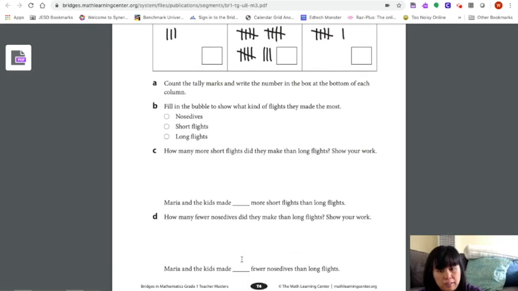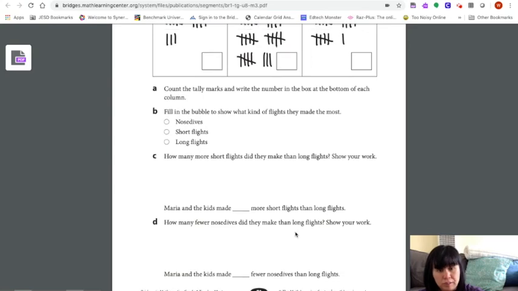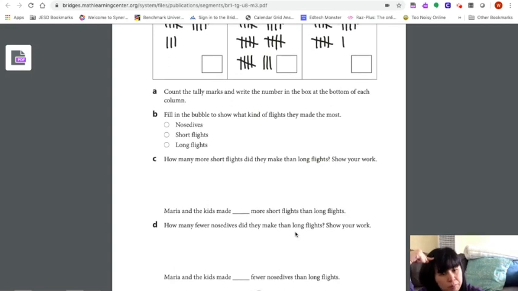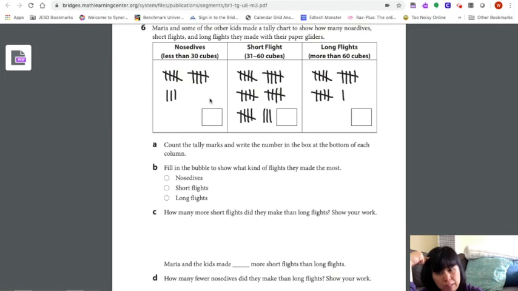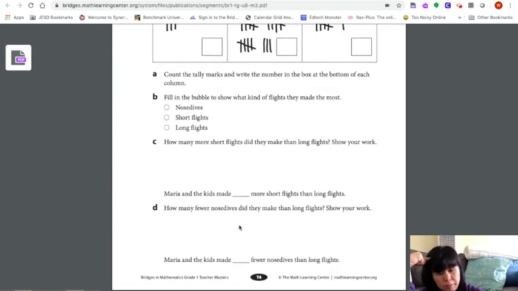All right, number D. How many fewer nosedives did they make than long flights? Show your work. So the word fewer means less. I think in your brain, when you hear the word less, are you adding or subtracting? So it's going to ask you how many fewer nosedives did they make than long flights. Same thing here. You're going to solve your equation. You can always draw a picture. Make sure you write your answer here.